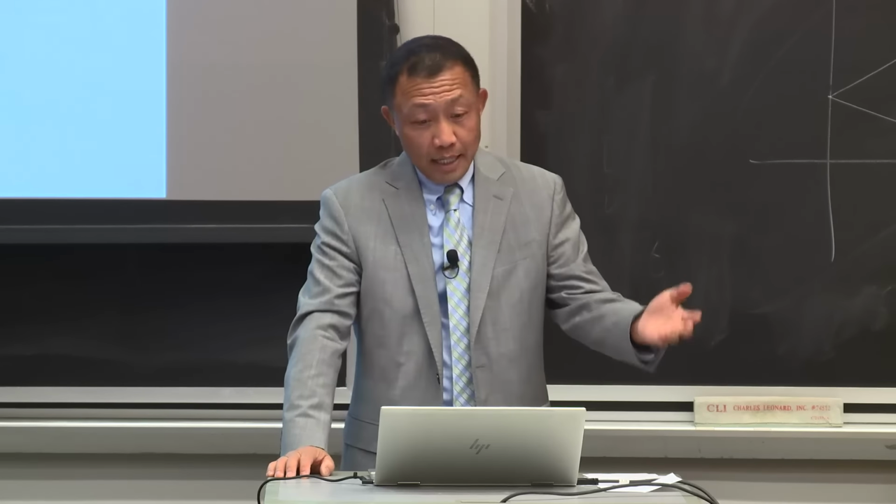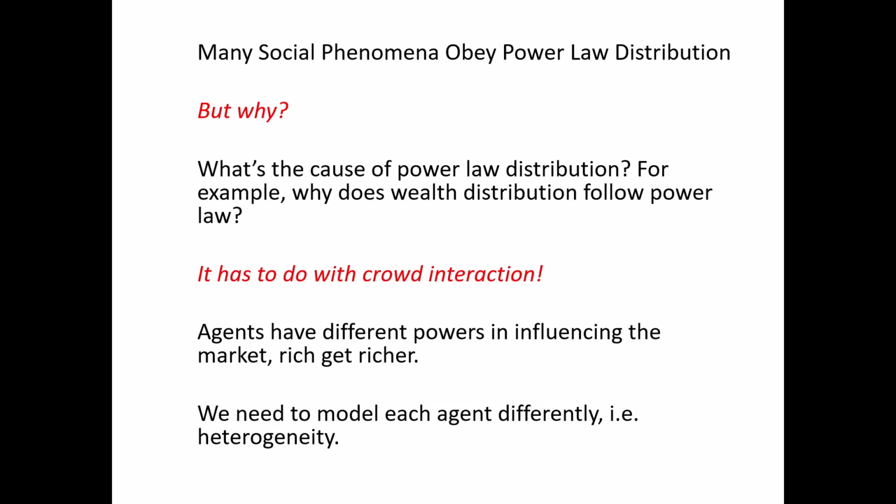So now we have commented that many social phenomena obey the power law distribution, but why? Right? This is the question that always makes me very curious. What is the cause of such a skewed wealth distribution? Eventually, I realized this actually has a lot to do with the crowd interaction. The same mechanism we looked at earlier, where the agents have the feedback loop, is the cause of this type of power law.